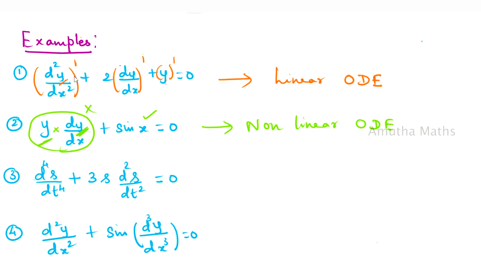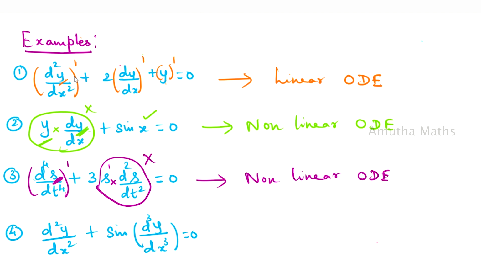Now look at the third example. d power 4 s by dt power 4 plus 3s into d square s by dt square. So here the dependent variable is s. And the derivatives involved here are d square s by dt square and d power 4 s by dt power 4. So the dependent variable s is of degree 1. But the dependent variable and its derivative are multiplied together. So this is not allowed. So this is a non-linear ordinary differential equation.